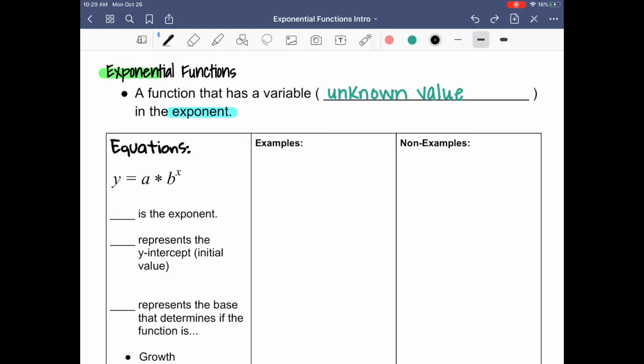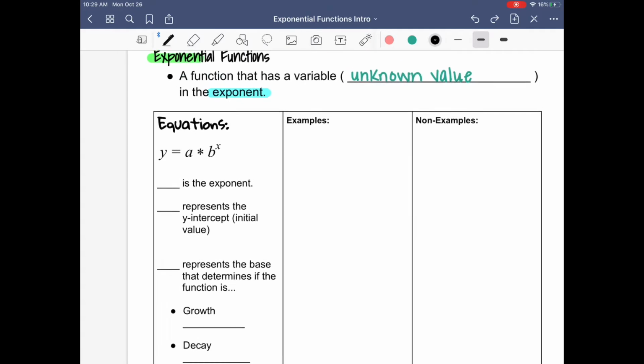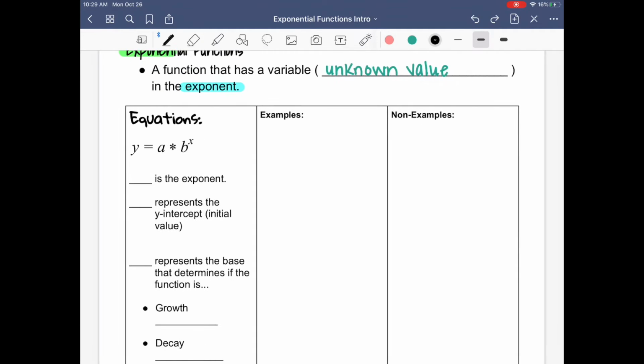So we're going to look at an exponential function in three ways today. We're going to talk about it in an equation format, we're going to talk about it in a graph format, and we're going to talk about it in a table format. And we're going to look at examples and non-examples to compare. All right, so not a linear equation, an exponential equation has a general form just like a linear equation.